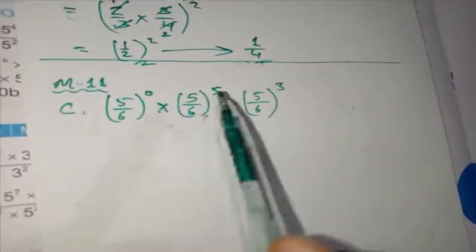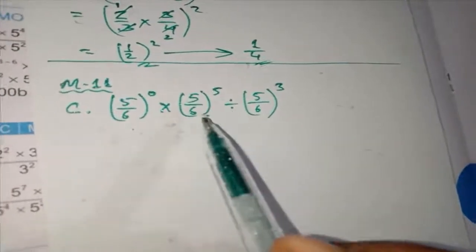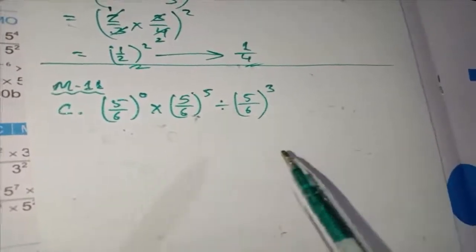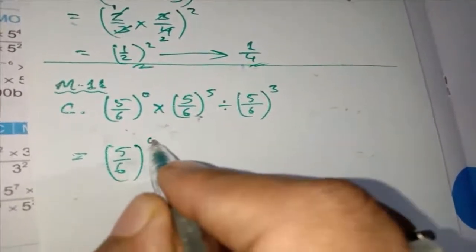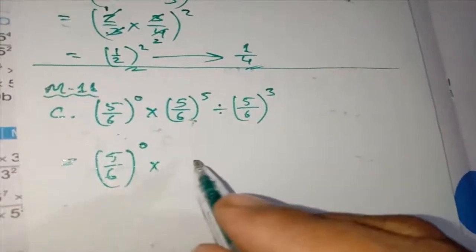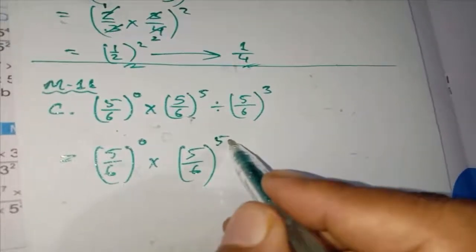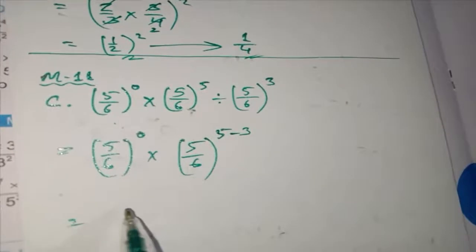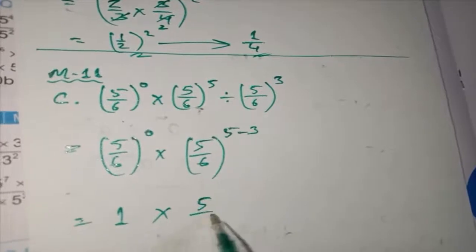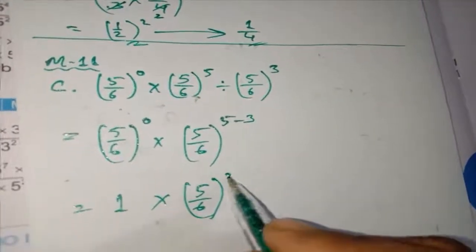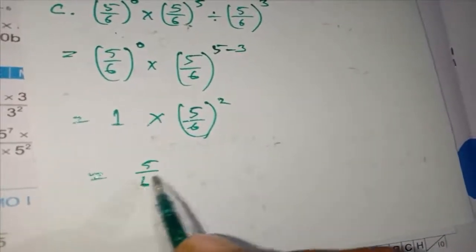See, all the bases are the same but the exponents are different. 5 by 6 to the power 0 multiplied by 5 by 6 to the power 5 divided by 5 by 6 whole cube. First of all, the division part we will do. 5 by 6 whole to the power 0 multiplied by 5 by 6 to the power 5 minus 3. So 5 by 6 to the power 0 is 1, multiplied by 5 by 6 whole to the power 5 minus 3, which is 2. So this will be 5 by 6 whole square.